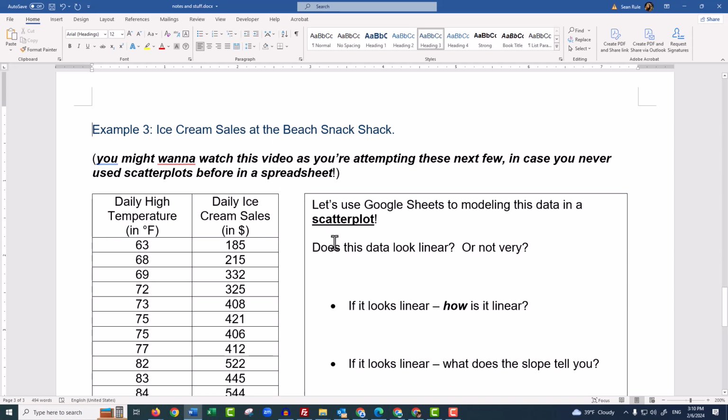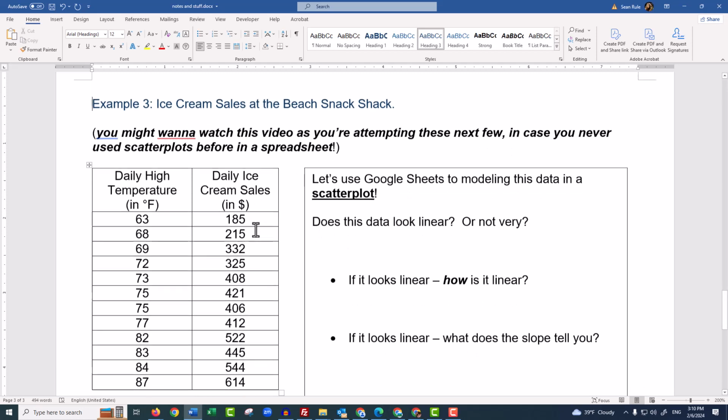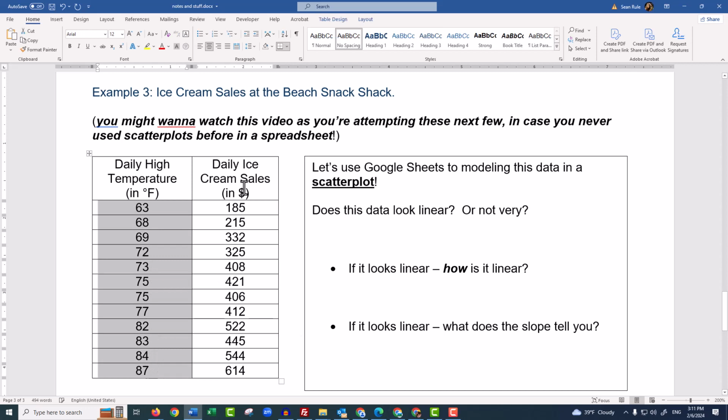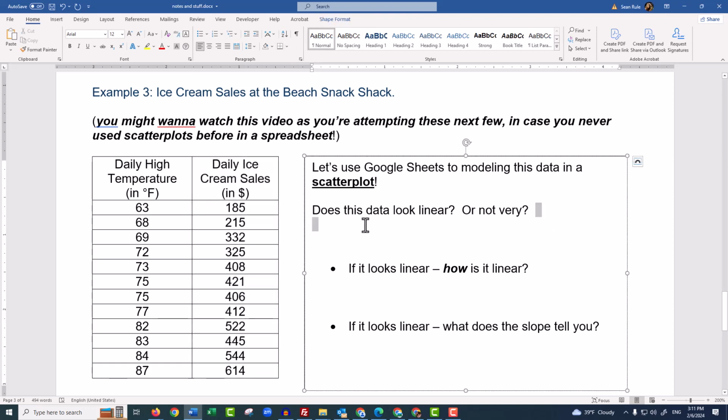I don't know where this data came from that Becky's using here, but the idea is you can actually collect this data based on your own experiences. So it looks like here they've got a daily high temperature and then daily ice cream sales correlated with that. And the question is, well, first, make a scatter plot. Does it look linear? Well, I don't know. We better make a sheet here.